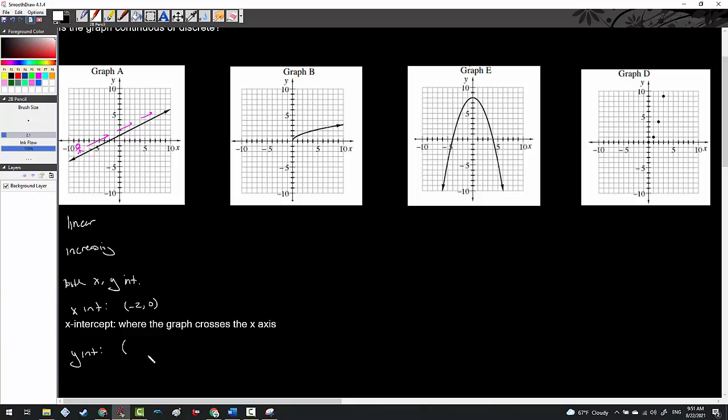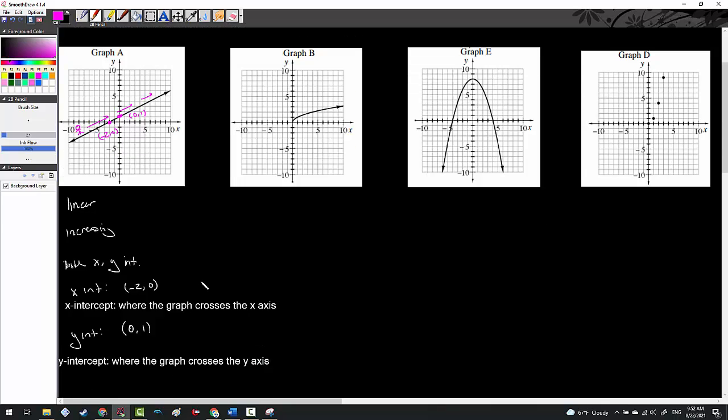Likewise, the y-intercept would be 0, 1. And if I wanted to make a definition for that, I would say the y-intercept is where the graph crosses the y-axis. And of course, it does it right there at 0, 1. I'll put those dots in there for you so you guys can see them. So this is 0, 1 right here. That's our y-intercept. This is -2, 0 for our x-intercept. And again, I labeled those down there.